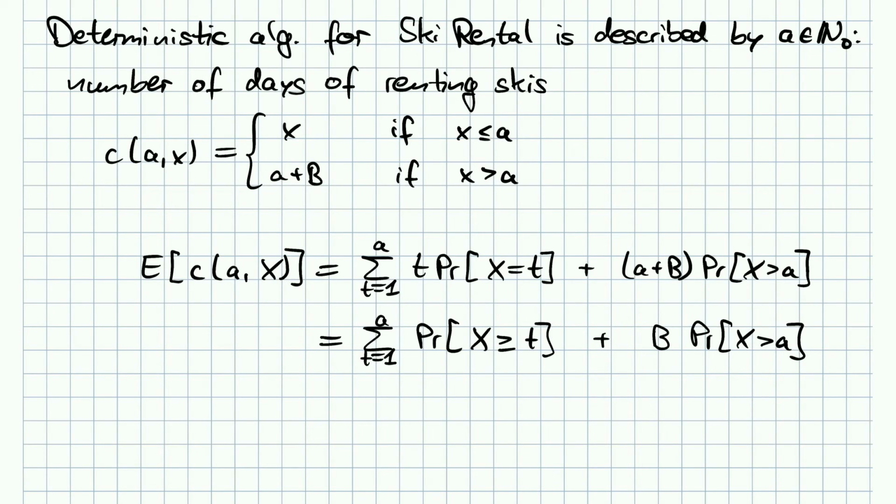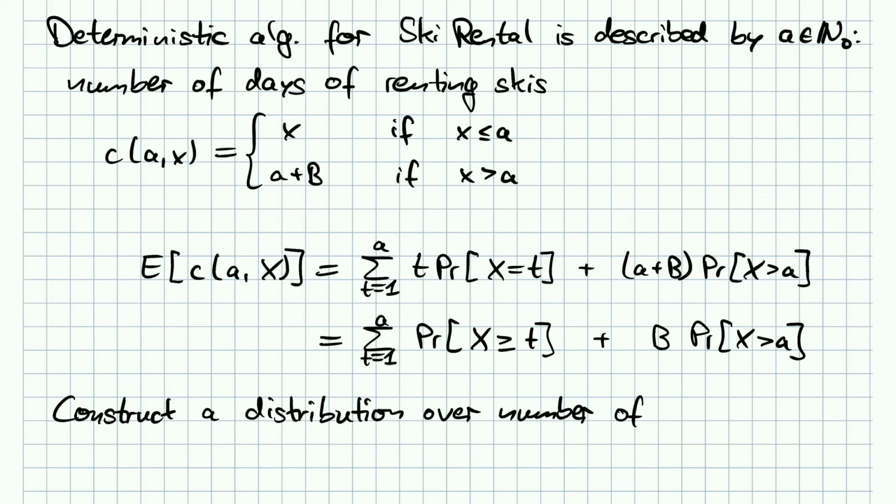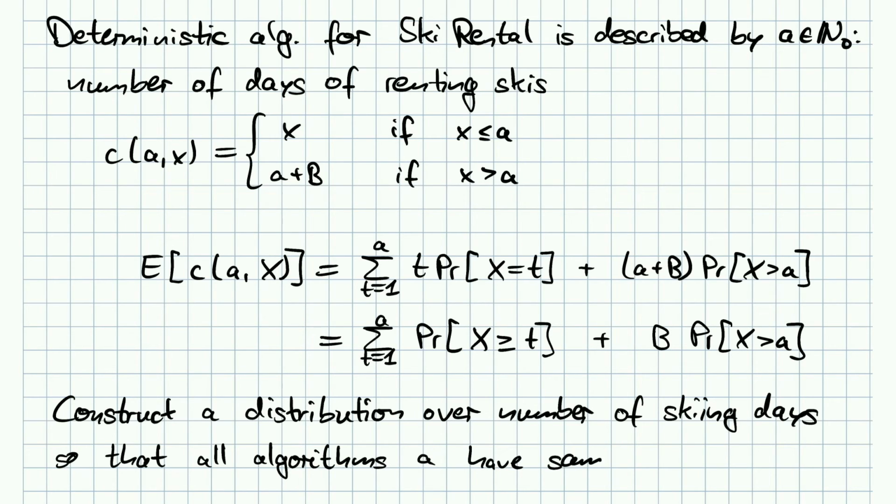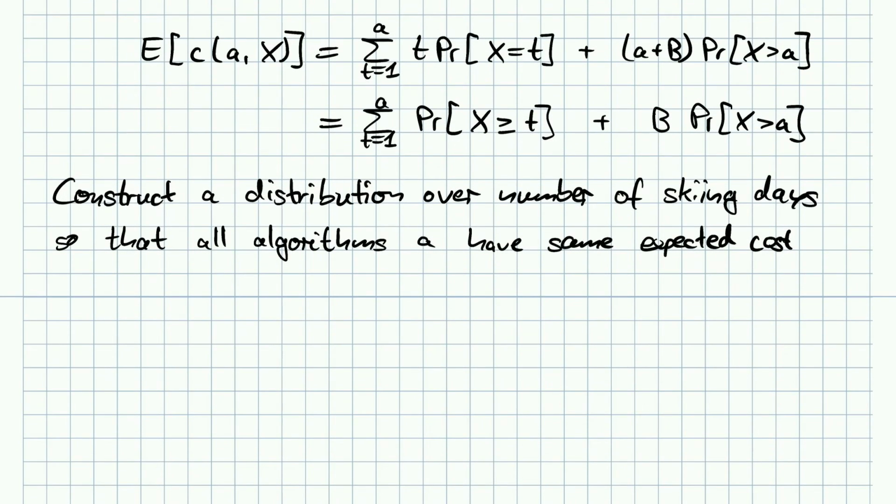So what does this mean in this case? We construct a distribution over the number of skiing days so that all algorithms have the same expected cost, I want to say, because they might, of course, be different depending on the actual outcome. But what does this in particular mean?